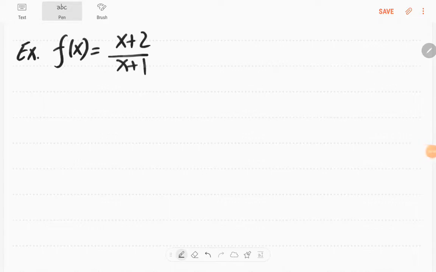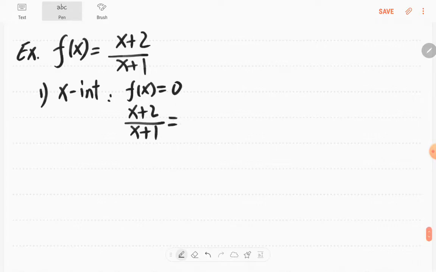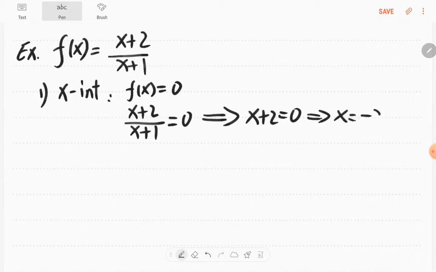In this example, the rational function is given by x plus 2 over x plus 1. Now we want to find some information about this rational function. The first one is, what is the x-intercept? The x-intercept is where y equals 0, right? So f of x equals 0. In other words, x plus 2 over x plus 1 equals 0. So the x-intercept will be x plus 2 equals 0, so x equals negative 2, right?